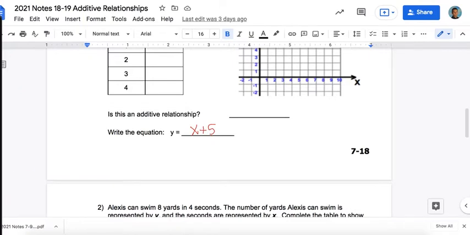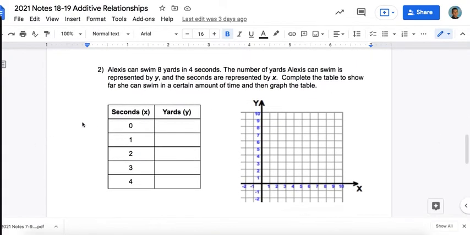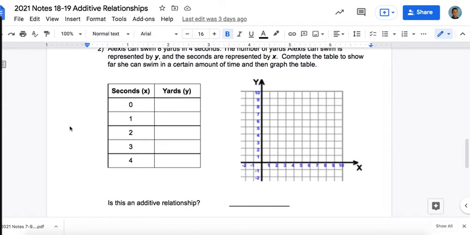And our next word problem is Alexis can swim 8 yards in 4 seconds. The number of yards Alexis can swim is represented by y, and the seconds are represented by x. Complete the table to show how far she can swim in a certain amount of time, and then graph the table. Okay, so we know that Alexis can swim 8 yards in 4 seconds. Okay, so we can fill that up.